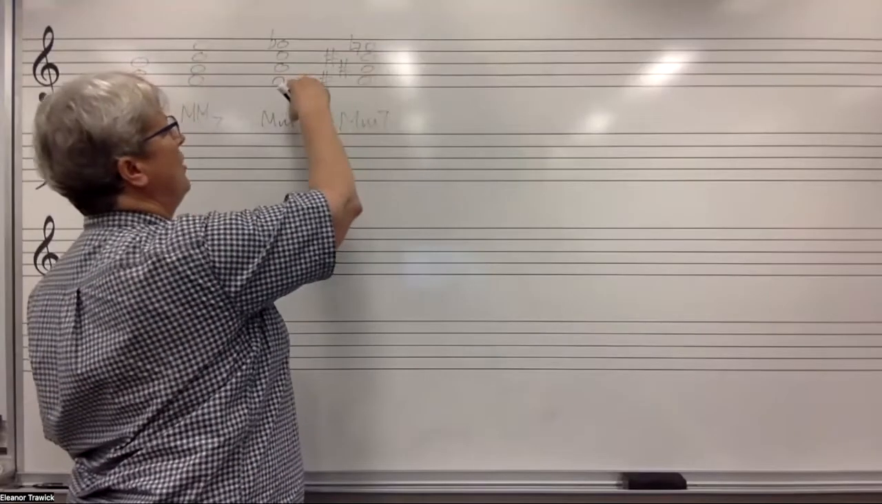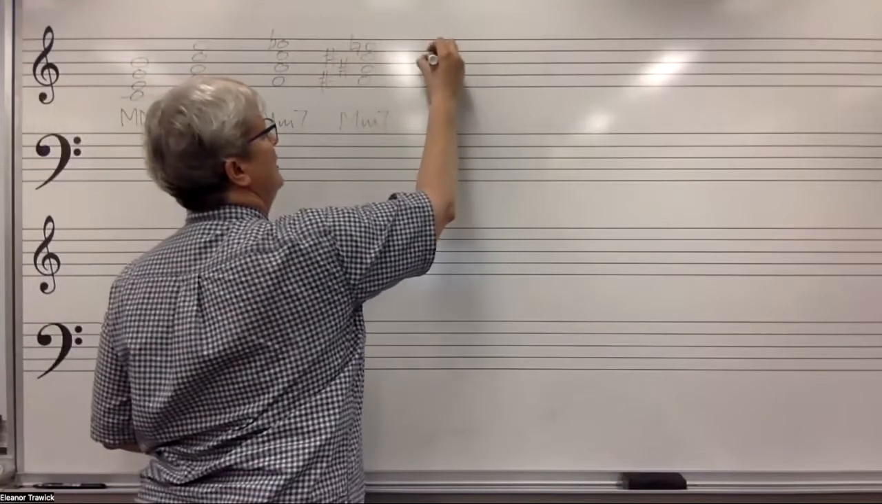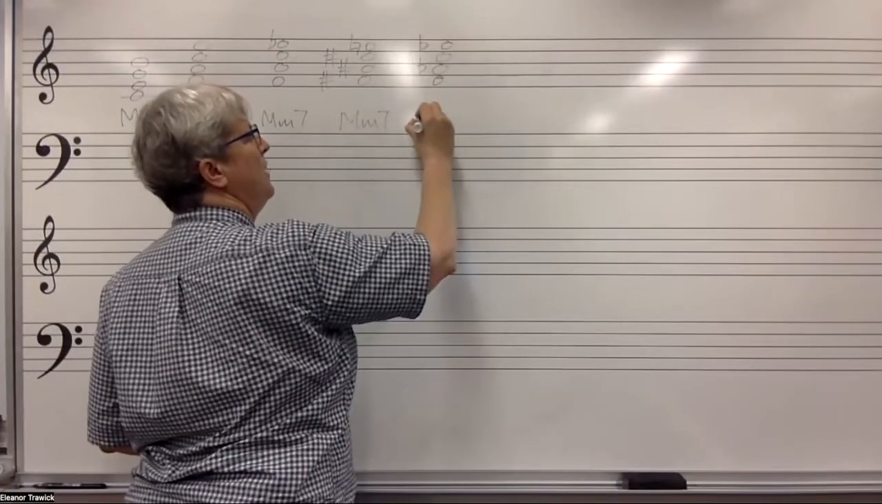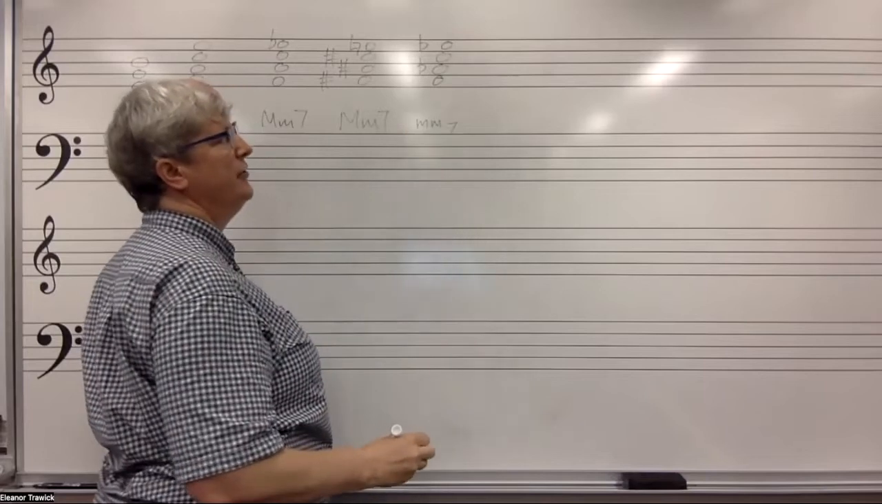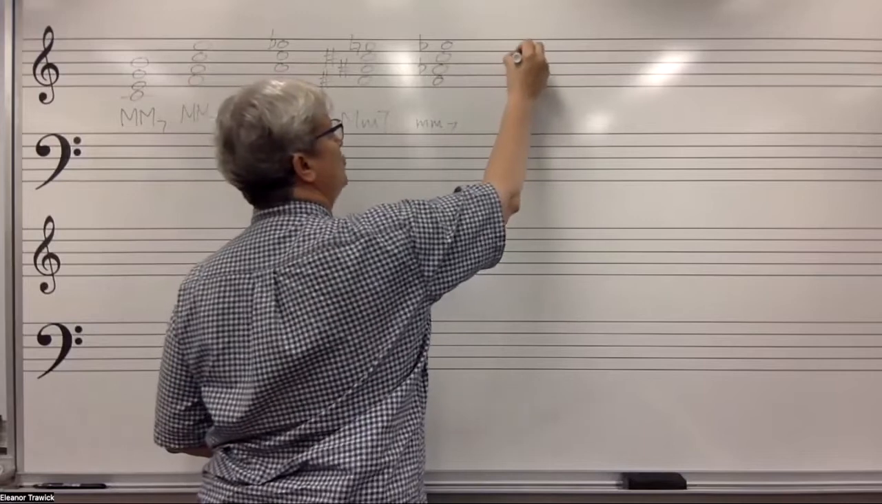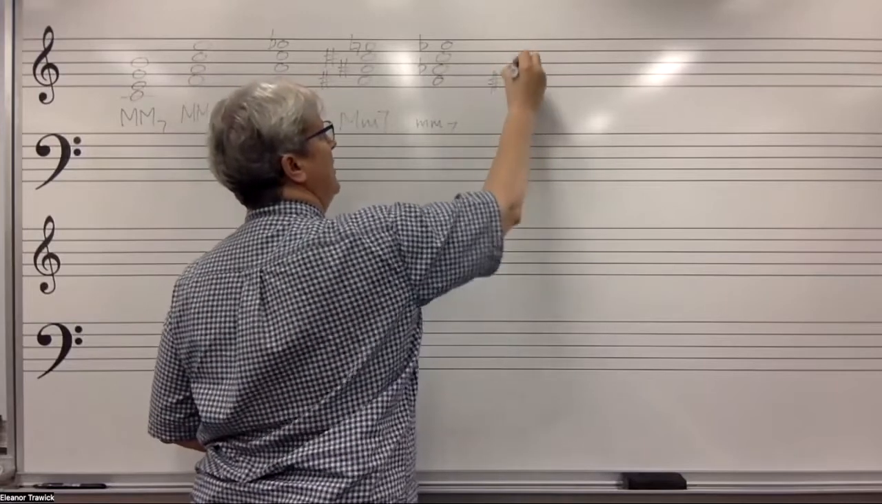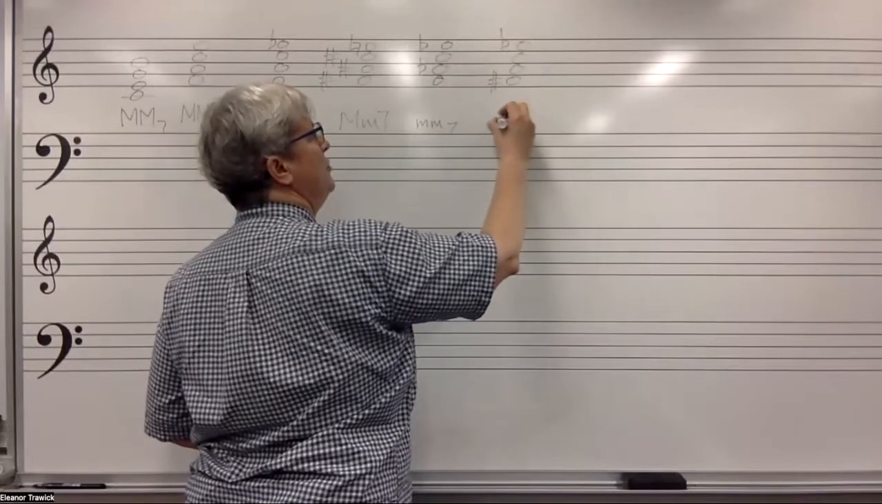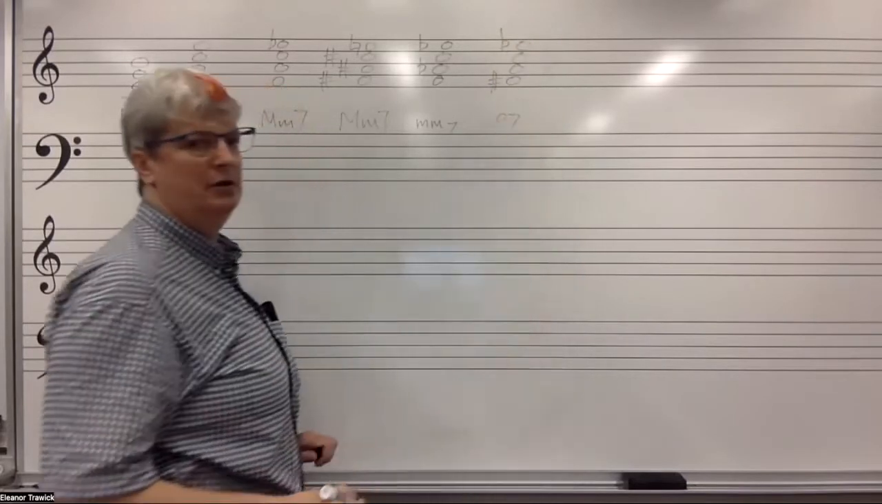If you take the major triad F, A, C, and you make it minor, and also make the seventh minor, then what you have is a minor minor seventh. And you can take the major triad F, A, C and turn it into a diminished triad by making it F sharp, A, C. And then with the diminished seventh on top, you have a diminished seventh.